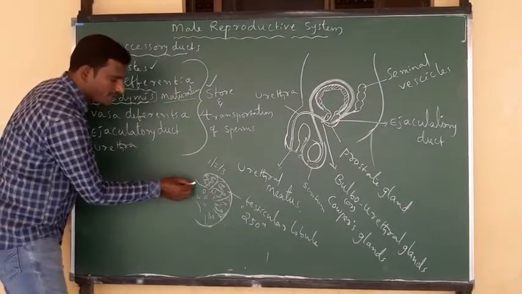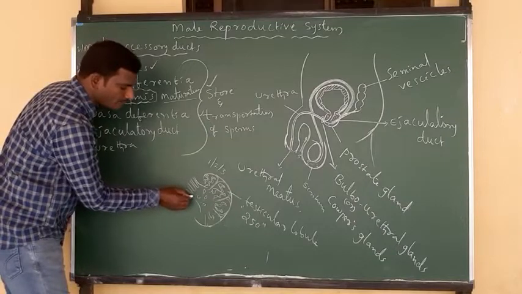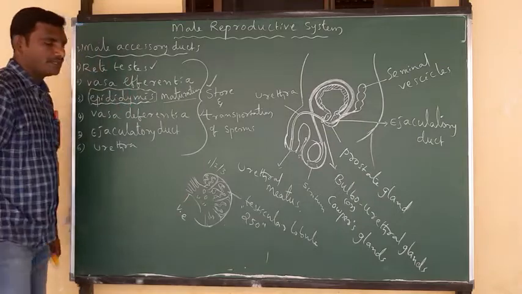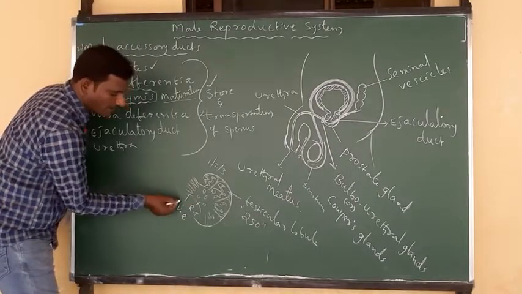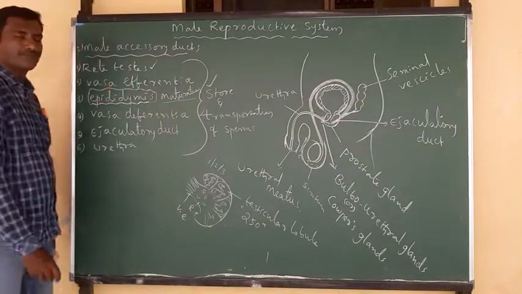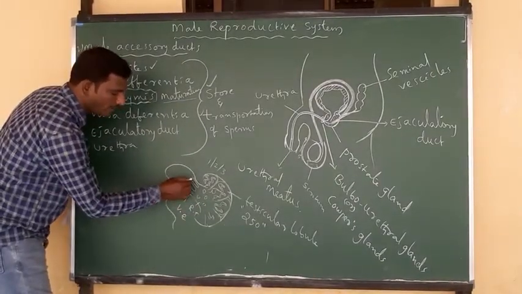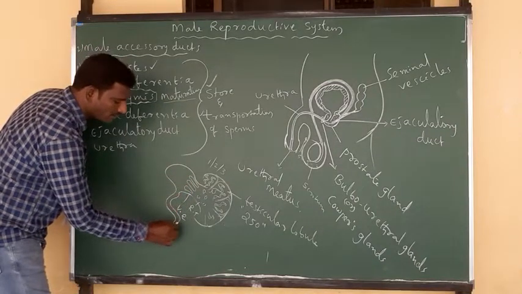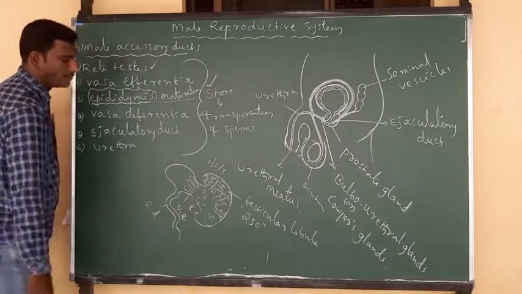From this rete testis, several small tubules come outside. All these tubules are called the vasa efferentia. This is the rete testis and these are the vasa efferentia. Now all these vasa efferentia finally open into a highly coiled tube-like structure. This highly coiled tube-like structure is called the epididymis.